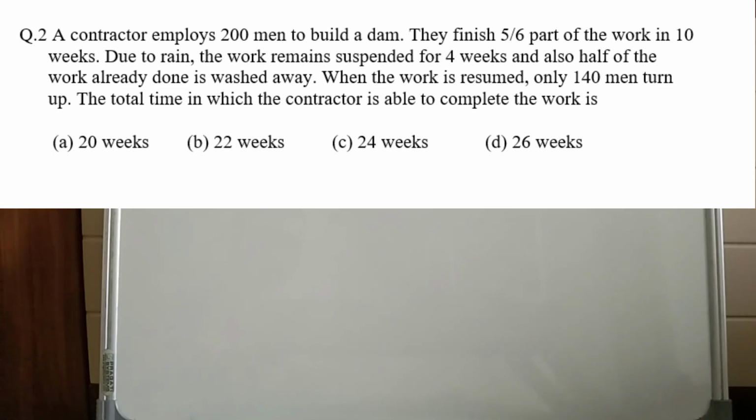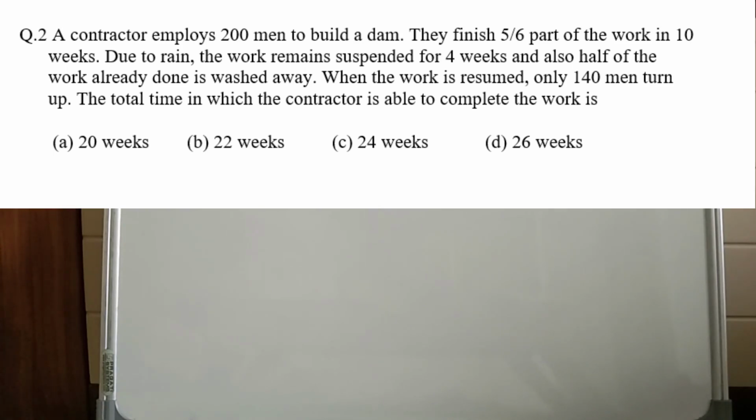Okay, so let's have a look at the next question. A contractor employs 200 men to build a dam. They finish 5 by 6 part of the work in 10 weeks. Due to rain, the work remains suspended for 4 weeks and also half of the work already done is washed away. When the work is resumed, only 140 men turn up. Find the total time in which the contractor is able to complete the work.